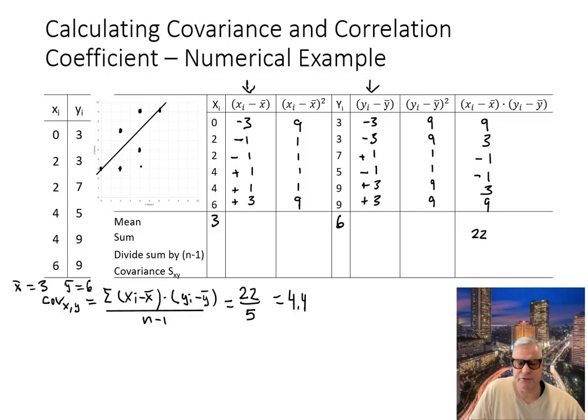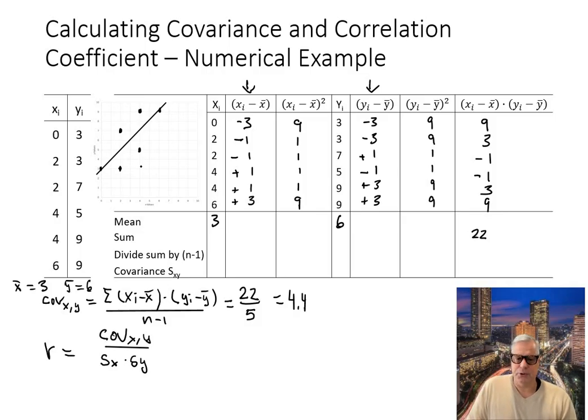So this is a positive value suggesting we have a positive relationship. But we can't really say whether 4.4 is a lot or not. So what we need to do next is calculate the correlation coefficient, and the correlation coefficient is equal to the covariance between x and y over the product of the standard deviation of x times the standard deviation of y.